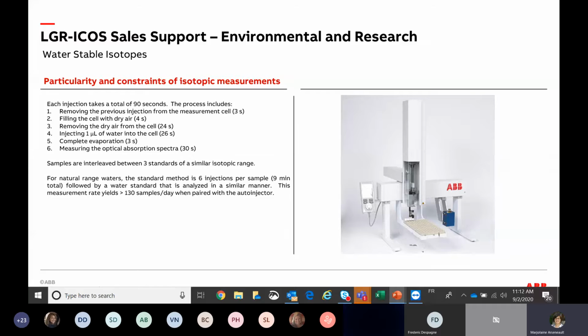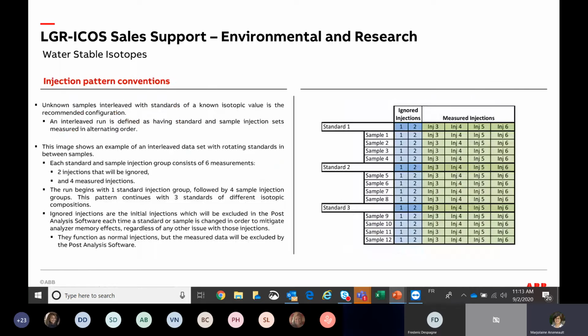We suggest that samples are interleaved between 3 standards of a similar isotopic range. For natural rainwater, a standard method would be 6 injections per sample, so about 9 minutes, followed by a water standard in a similar manner. This measurement rate will lead to about 130 samples per day when paired with the auto injector. So this leads us to the part of my colleague. I pass the floor to Susan Fortune.